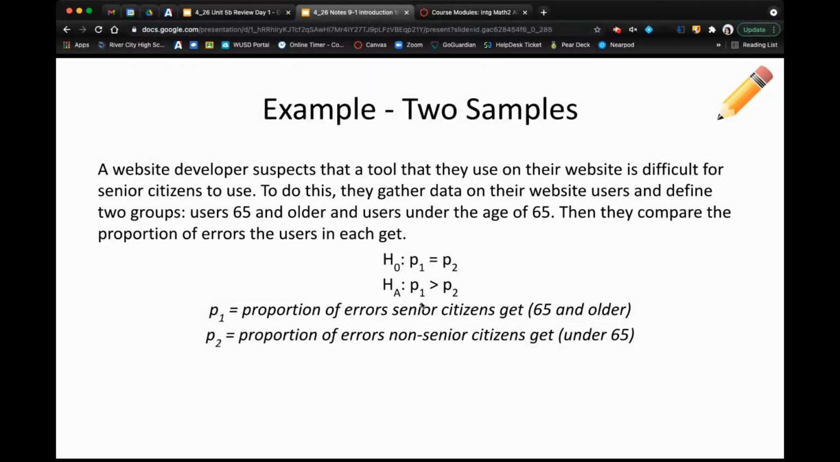And our alternative hypothesis is saying it's difficult for senior citizens to use, meaning they would make more errors. So P1 is greater than P2. The proportion of errors senior citizens get is greater than the proportion of errors non-senior citizens get.